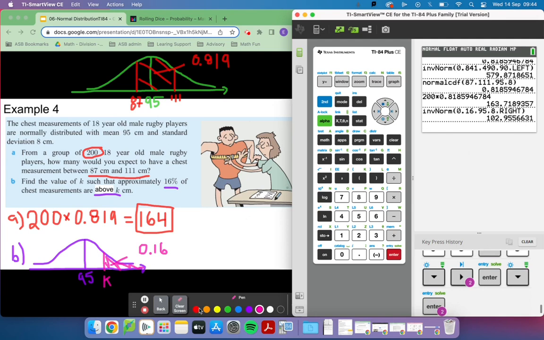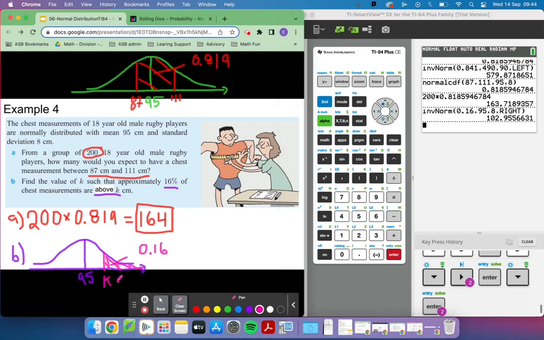So this value here is 103 if you round to three significant figures. Does this make sense in our question? 16%, yep, that should be to the right of 95, so 103 is correct.